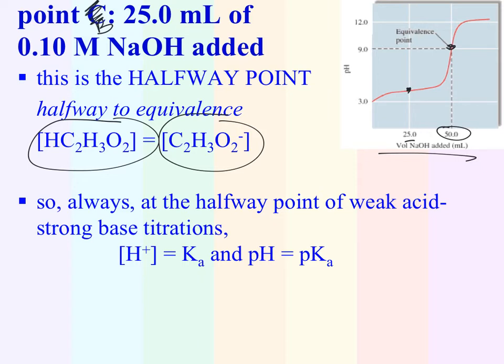So at the halfway point of weak acid strong base titrations, your H plus concentration is going to end up equaling your Ka value, and your pH will subsequently equal your pKa.